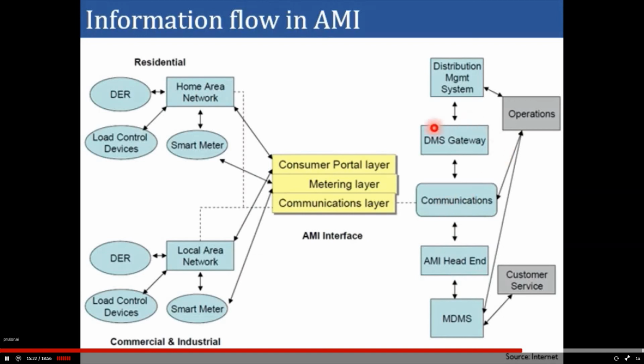This information can also be shared with the distribution management system gateway, and this gateway will share data with the distribution management system, so that the DMS can also know the total load of one particular area, and accordingly it can take action for any critical condition. Say if the load is going beyond a particular limit and load shedding is required, DMS will invoke the load shedding application to shed the loads.